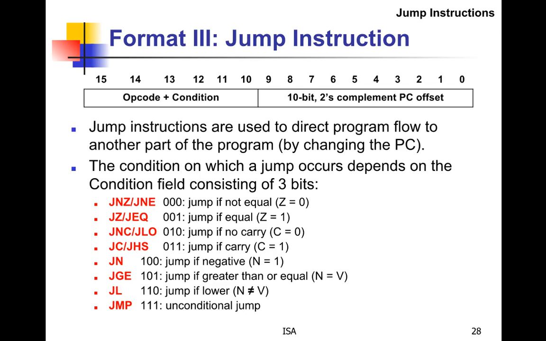So there's jump not 0, jump not equal, and jump 0 or jump equal, and jump no carry or jump LO. These are all the same. Jump not carry and jump LO are the same. Jump carry, or jump if the carry is set high. Jump negative, jump greater than, jump lower or less than, and then jump, just unconditional jump.